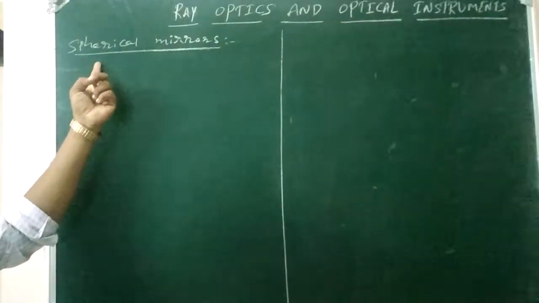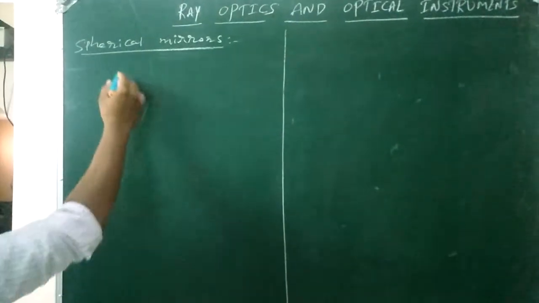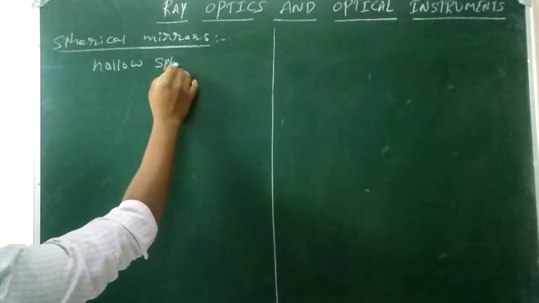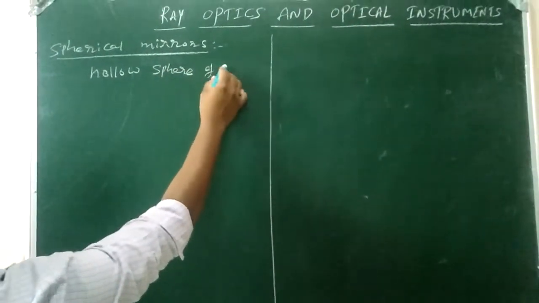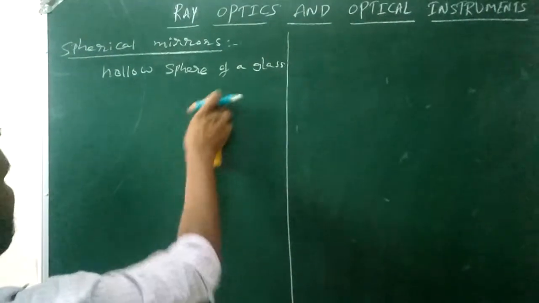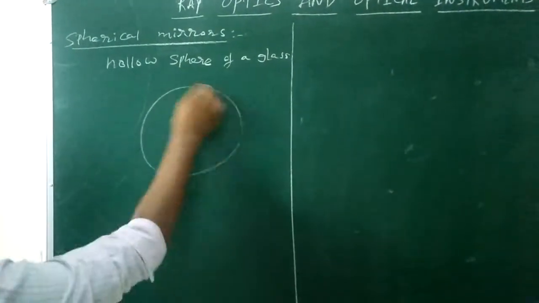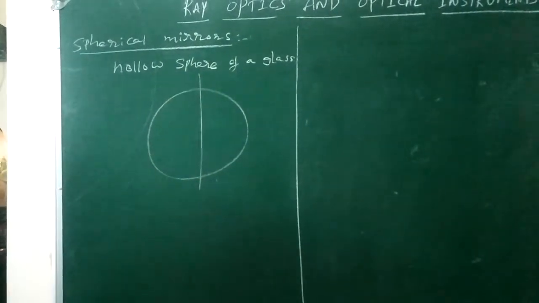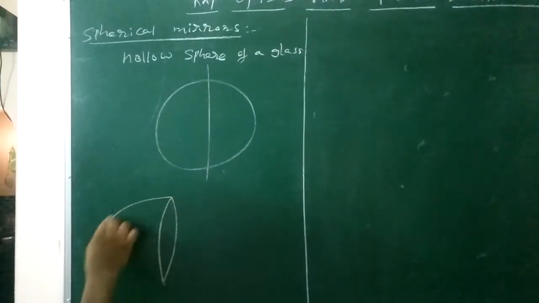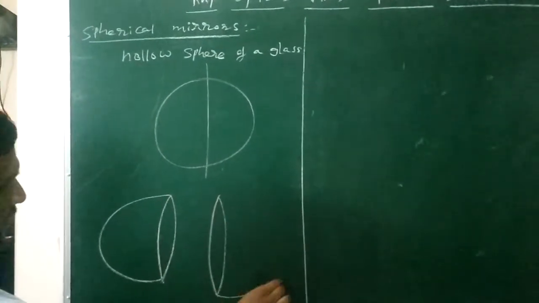Today we are going to discuss spherical mirrors. A spherical mirror is a small part cut from a hollow sphere of glass. This cut part has two surfaces. Now this is the hollow surface. You can cut into it like this, and you get two surfaces, two sides. This is one side and this is another side.